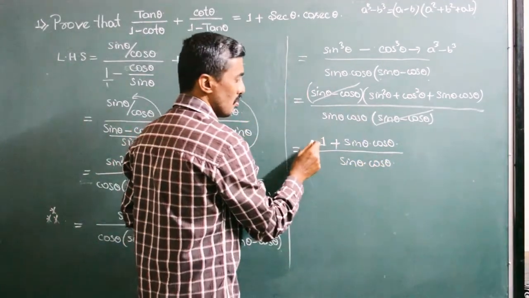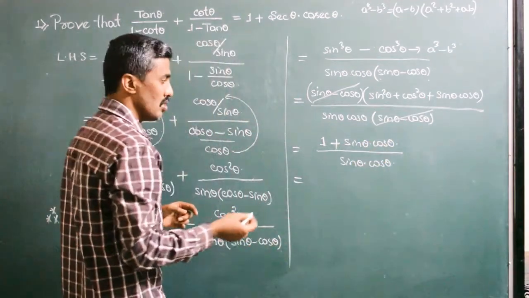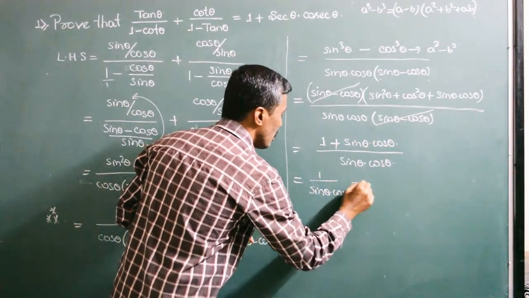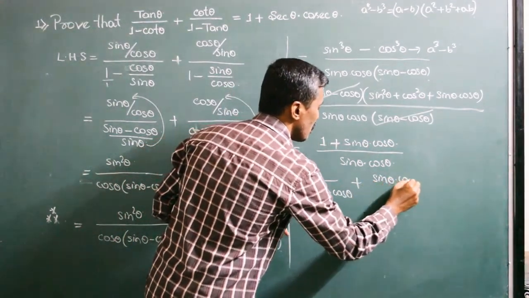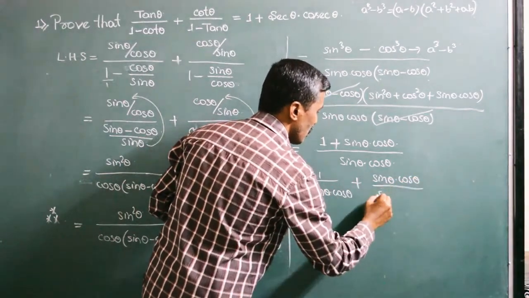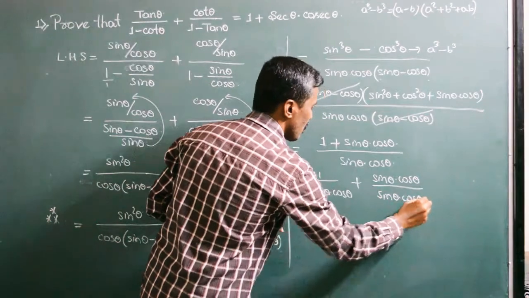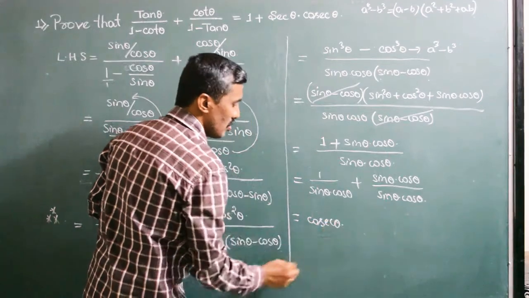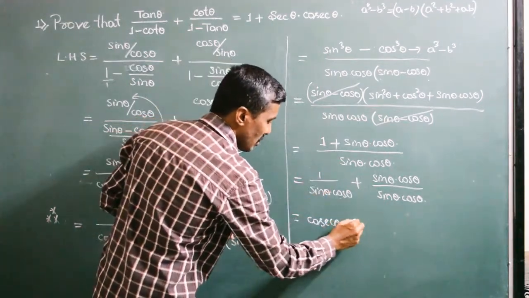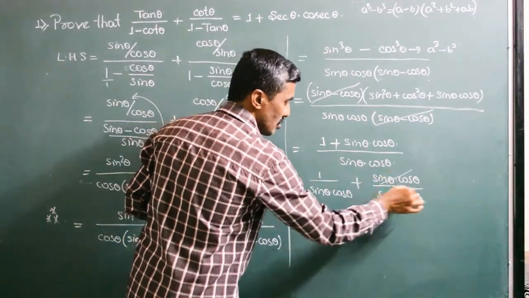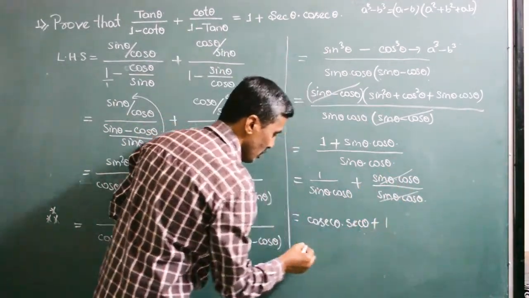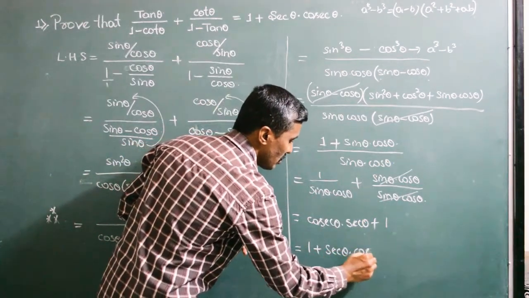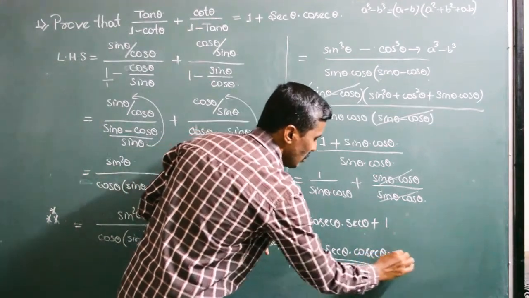Now we have to divide both 1 and sin theta into cos theta by sin theta into cos theta. So 1 divided by sin theta into cos theta plus sin theta into cos theta whole divided by sin theta into cos theta. So what is 1 by sin theta? That is cosecant theta, into 1 by cos theta, that is secant theta, plus, the same terms, 1 by 1 is 1. So therefore 1 plus secant theta into cosecant theta. So this is our required RHS.